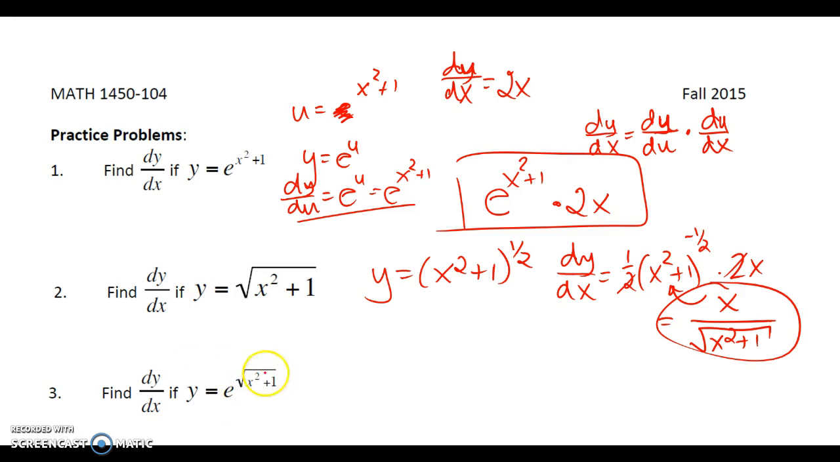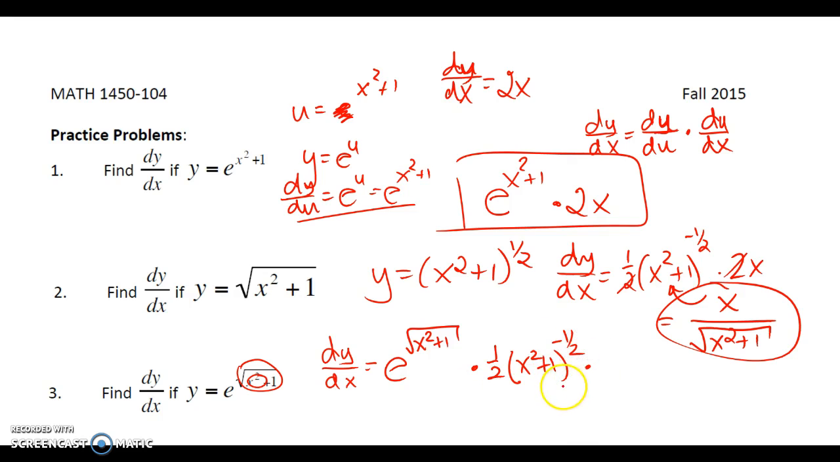Wow, now this one, we have an inside and an inside here, don't we? So if I take dy/dx, it's going to equal, I should try to erase that, I don't know how to erase it. It's just e to the square root of x squared plus 1, right? Times the derivative of this thing, which is 1/2 (x squared plus 1) to the negative 1/2, right? Times the derivative of this inside piece, which is 2x.